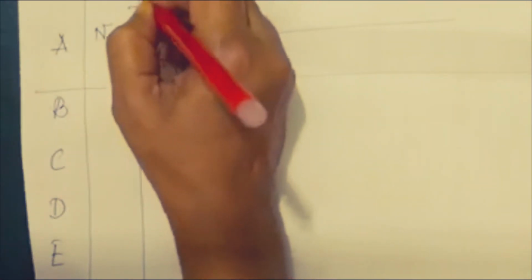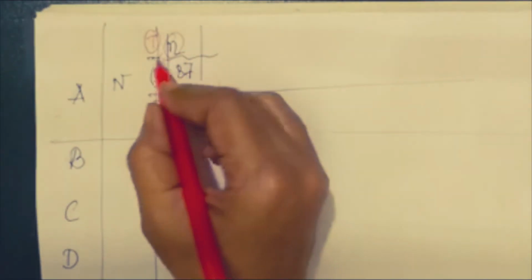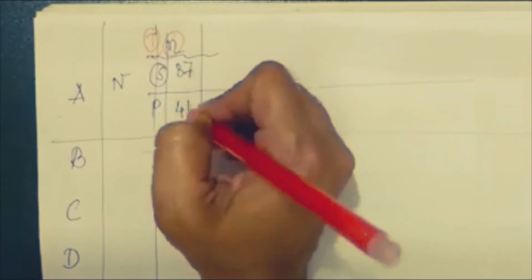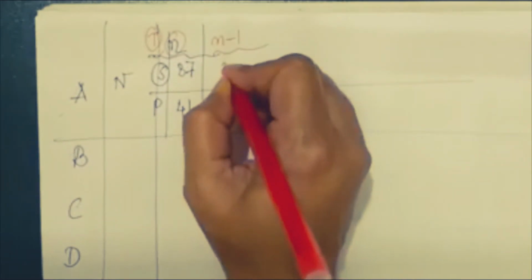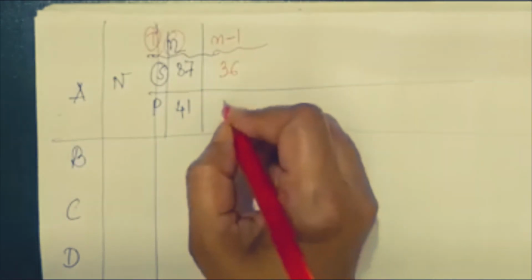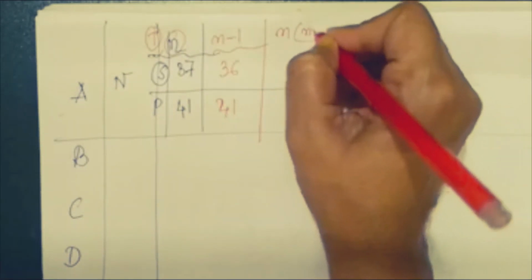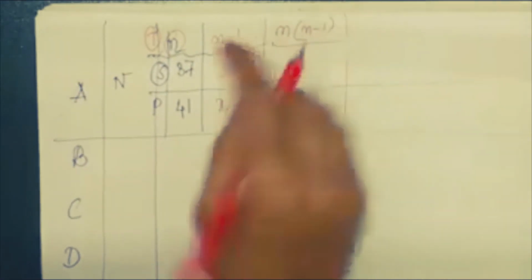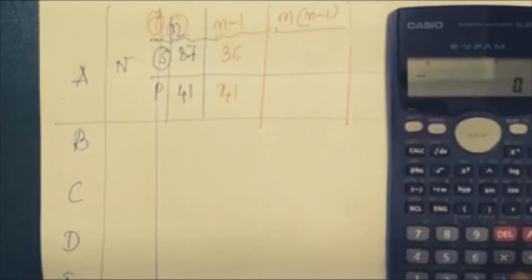Then go for the formula. You know the formula, where n is the number of individual species. Column 1 is the types of species, and the next is the number of individual species. Then n minus 1, that is 37 minus 1, that is 36, and 41 minus 1, that is 40. Then n into n minus 1, which is basically the multiplication of these columns. With the help of a calculator you can calculate this.